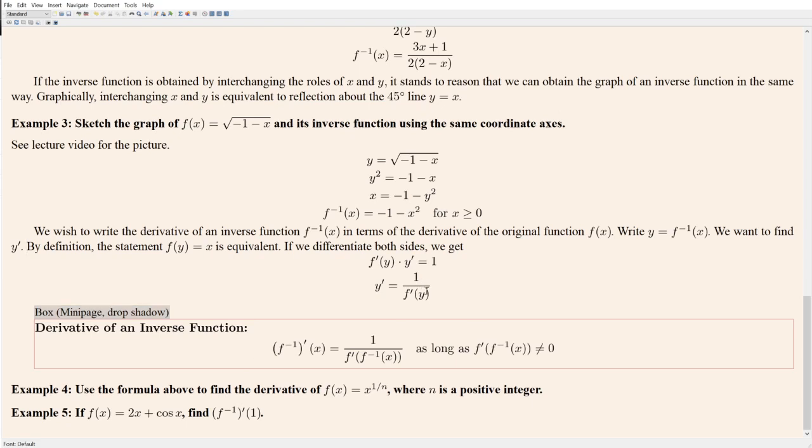All we do then to move from here into the boxed statement is to write everything in terms of x. So y is the inverse function, so y prime is the derivative of the inverse function, is equal to 1 over f prime at y. And again, since y is f inverse, I'm just taking that and plugging that in. And this is valid as long as you're never dividing by 0, right? That's all that this statement means. It just means don't divide by 0.